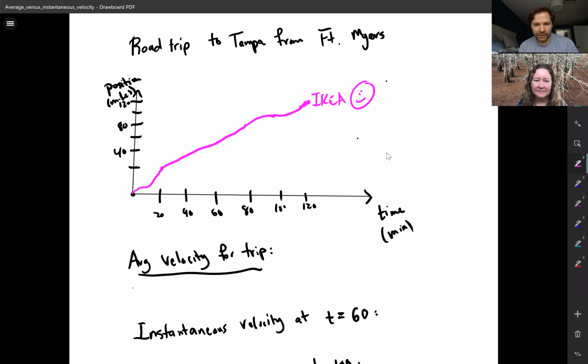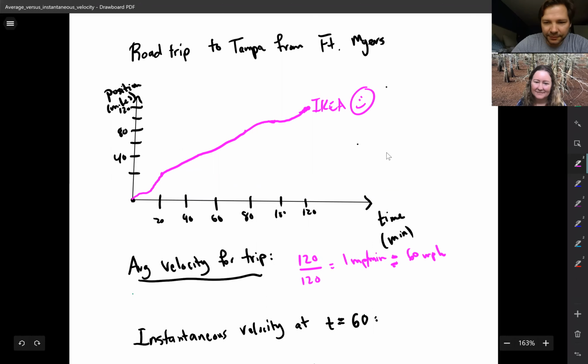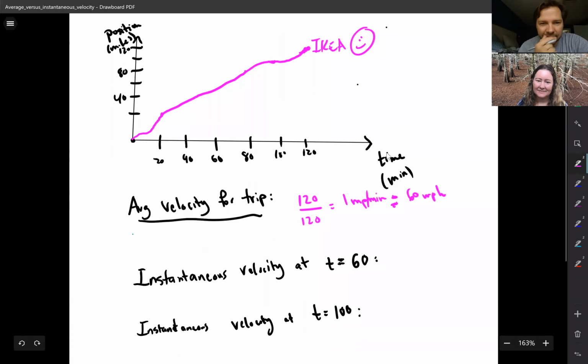Okay, so Katie, what is the average velocity for this trip if we went 120 miles in 120 minutes? Well, I would do 120 miles divided by 120 minutes, and I get about 1 mile per minute, which we normally think of as 60 miles per hour. Yeah, 1 mile per minute, or you could say 60 miles per hour, which is how we usually talk about it in colloquial terms. Perfect, that was the answer I was looking for.